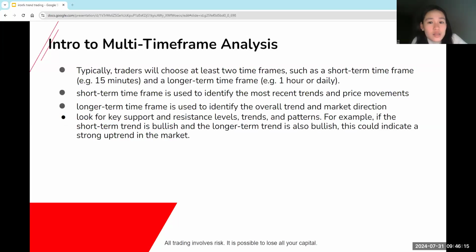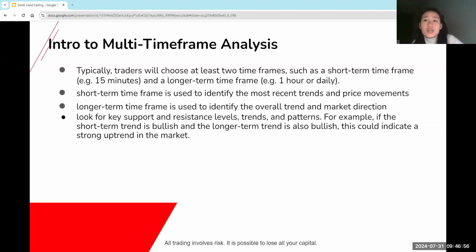Okay, so let's briefly talk about multi-time frame analysis since I touched on it a little bit in the previous slide. It's important to look at at least two time frames, a short-term time frame and a longer-term time frame. There are a lot of strategies to go about this, but as long as you choose a shorter and a longer-term time frame, that should be good enough to identify the most recent trends and price movements, and then the longer-term time frame to identify the overall trend and general market direction.